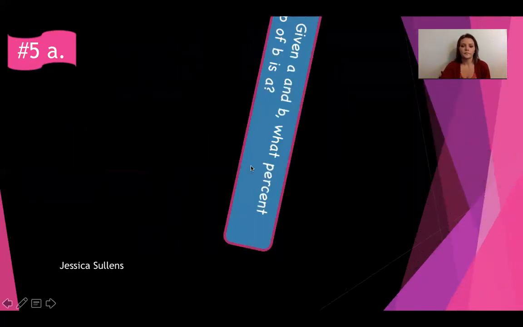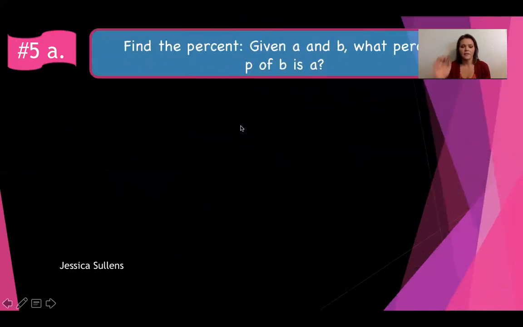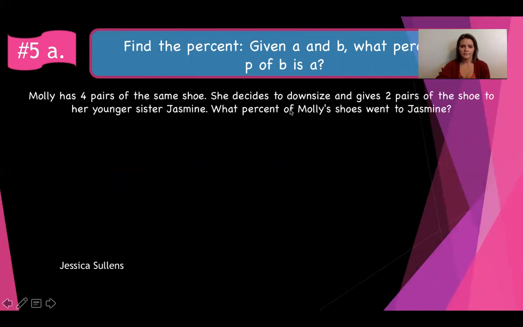Okay. Moving on to number 5. Find the percent given A and B. What percent of B is A? I made up this word problem. Molly has 4 pairs of the same shoe. She decides to downsize and gives 2 pairs of her shoes to her younger sister, Jasmine. What percent of Molly's shoes went to Jasmine?